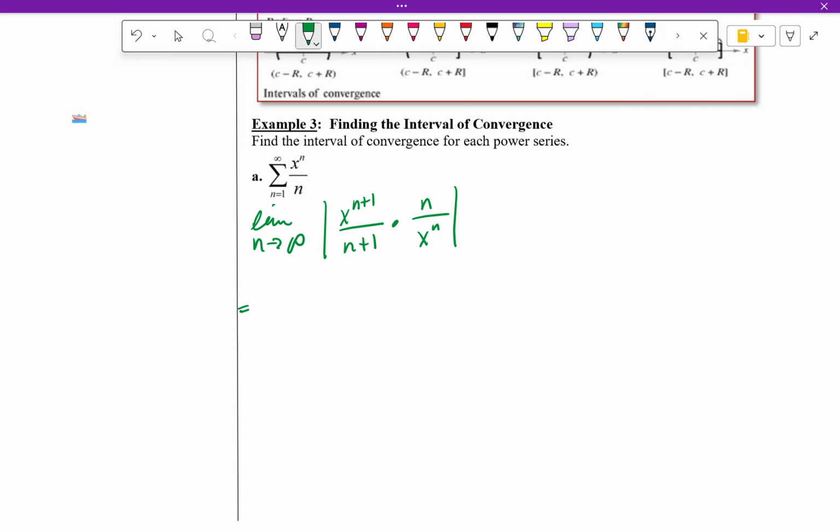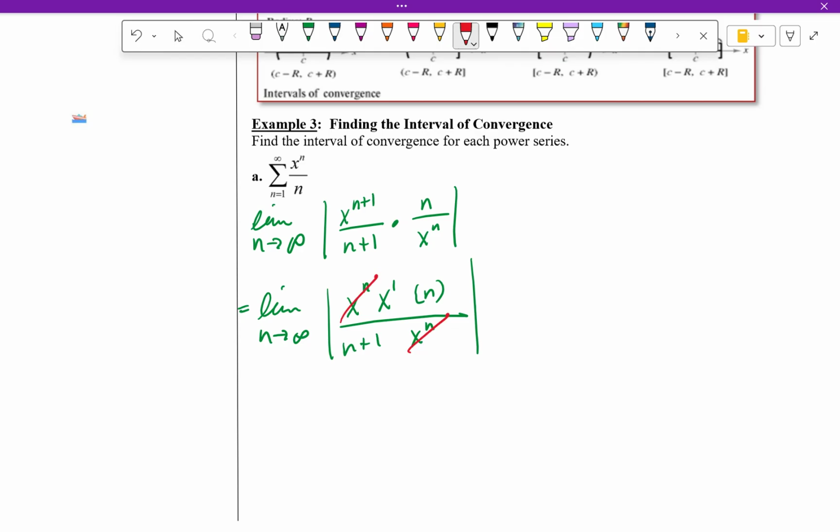All right, I'm going to split that up and do my canceling, right? So limit as n approaches infinity. What does x to the n plus 1 turn into? x to the n and x to the what? Yep. And then I still have times n, all over n plus 1 times x to the n. I could write those as separate if I wanted. It doesn't matter. I chose to put them together. All right, what cancels? That's it. So if I look at what's left, I'm going to rearrange it a little bit.